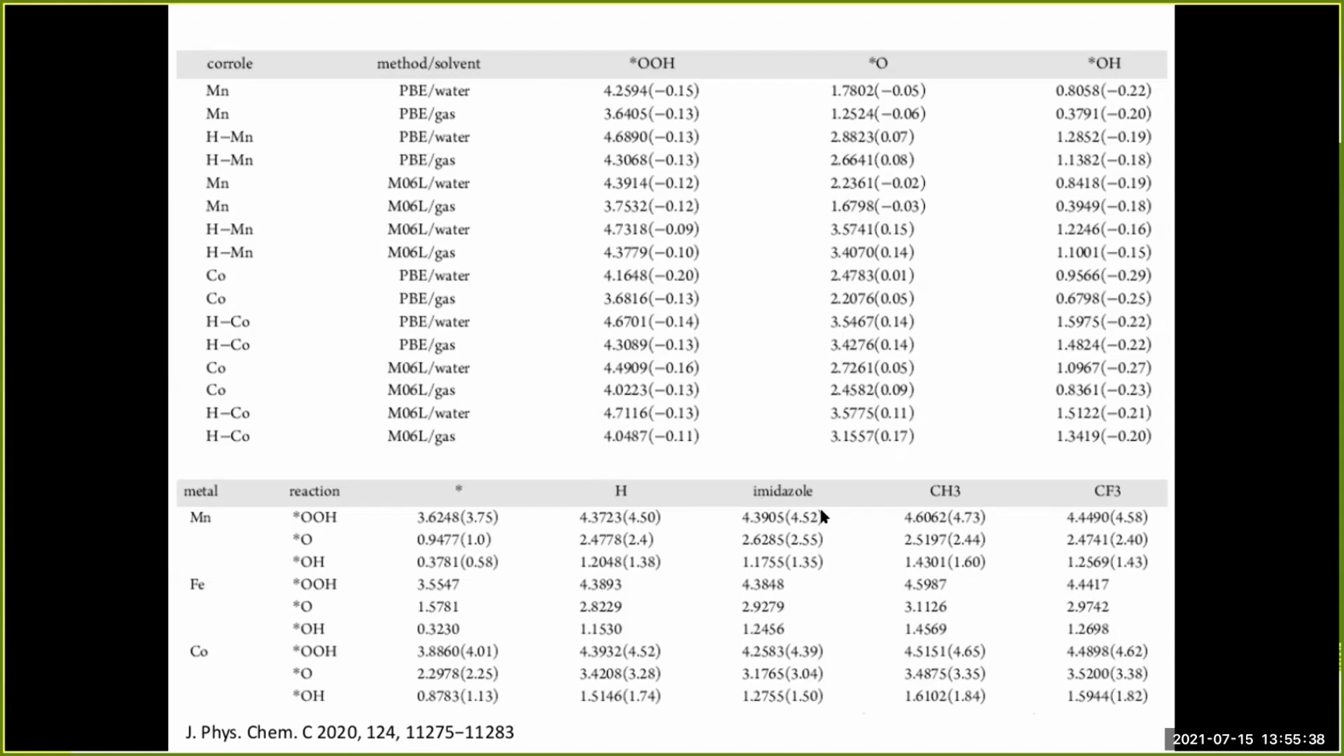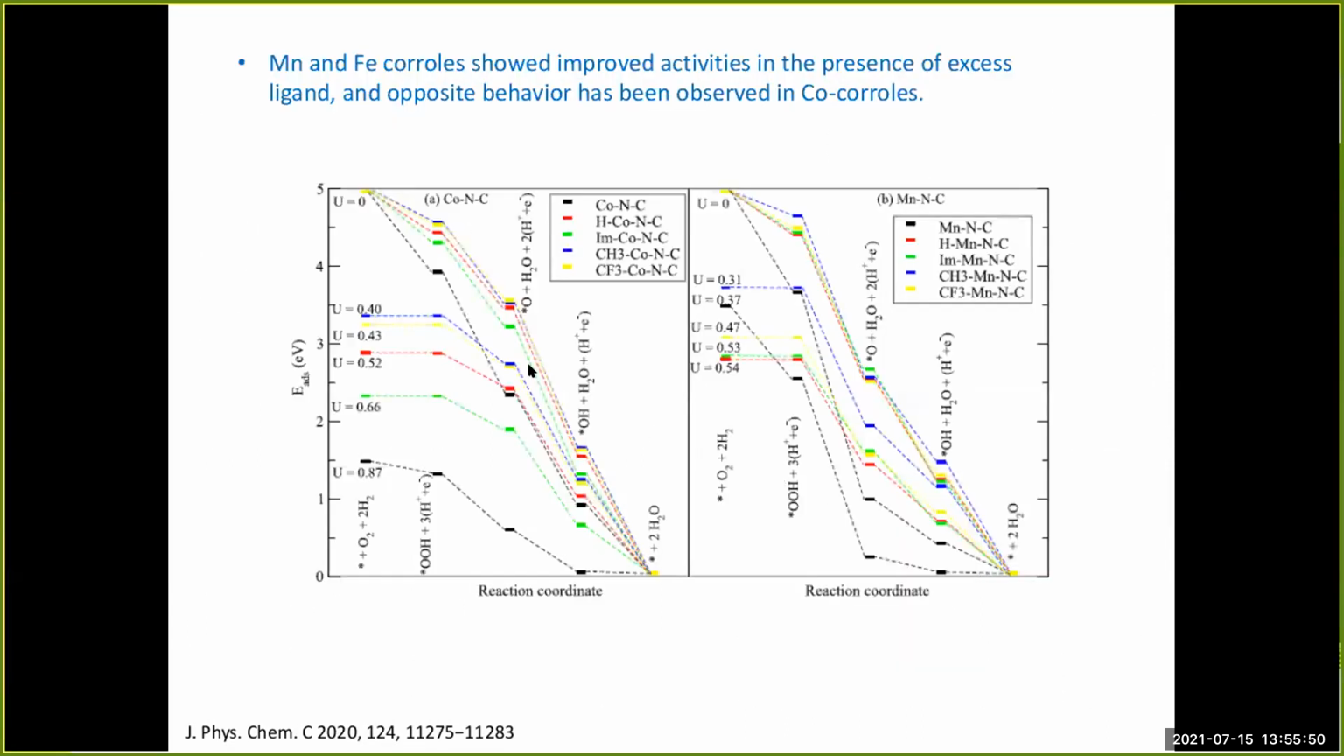This is the data for the different ligands. In all these cases, the ligands behave more or less very similarly in all these complexes. This is the potential energy diagram for the cobalt corroles. At E equal to 0, we can observe all the intermediate steps are downhill. Then we apply the maximum potential at which all intermediate steps remain downhill, calculated here.